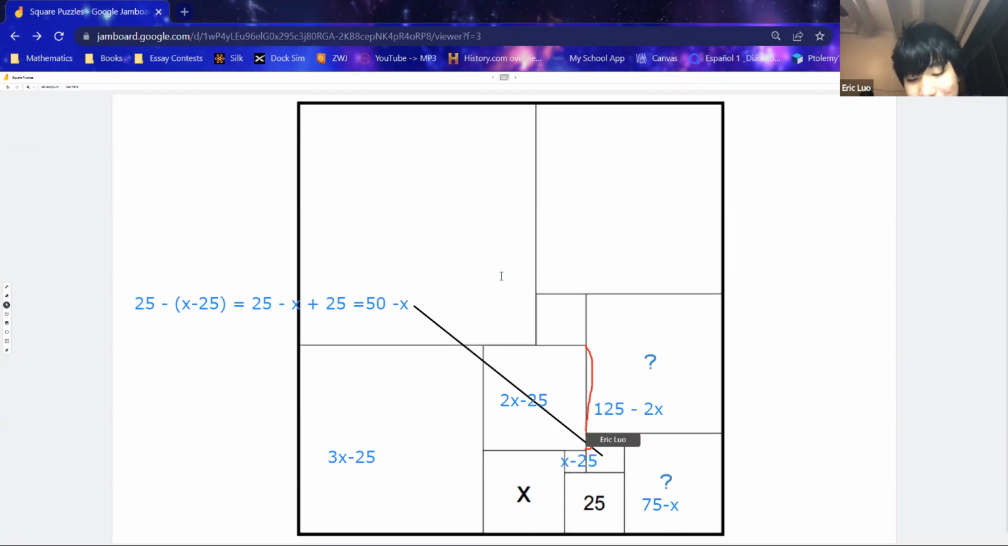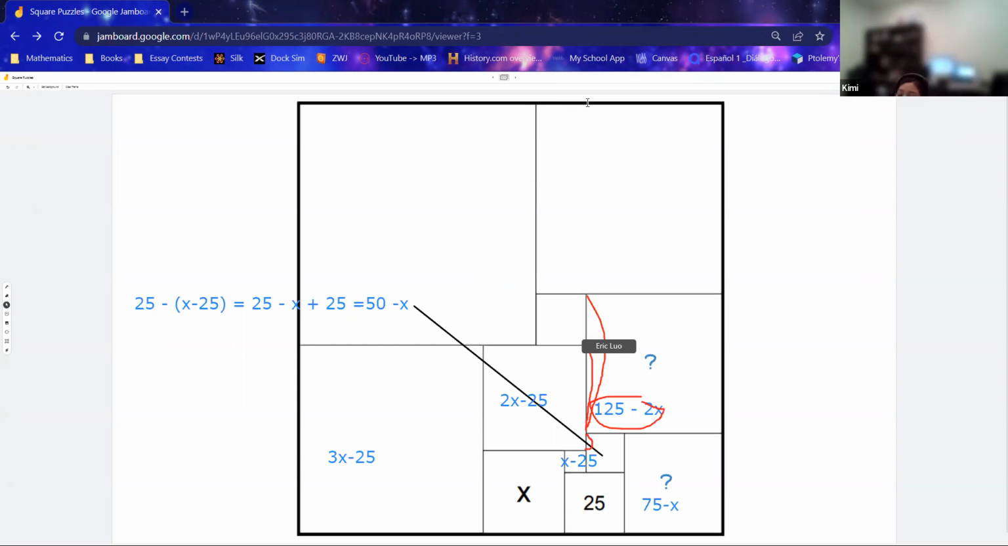And if you know this bigger length, then you can also figure out this length, right? Because these two lengths add together to 2x minus 25, which is this length, and these two lengths add up to this. Does that make sense?